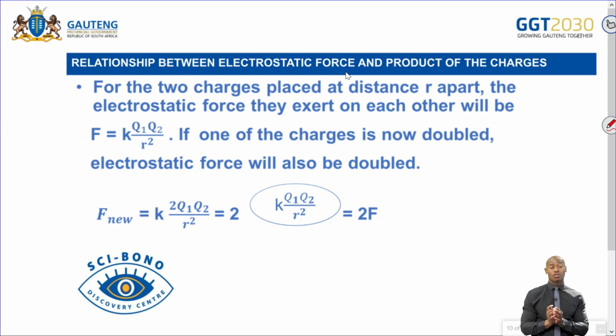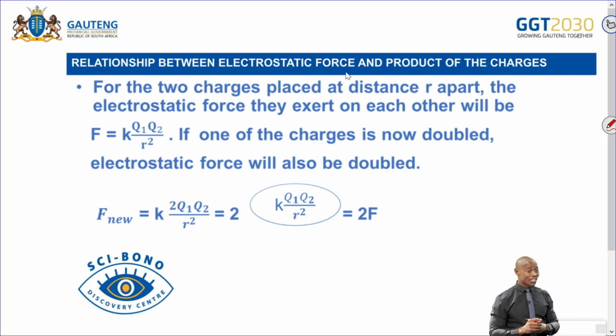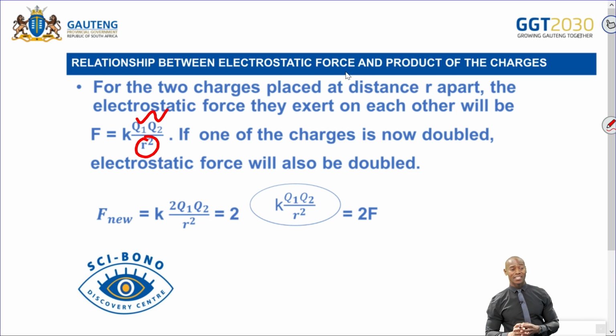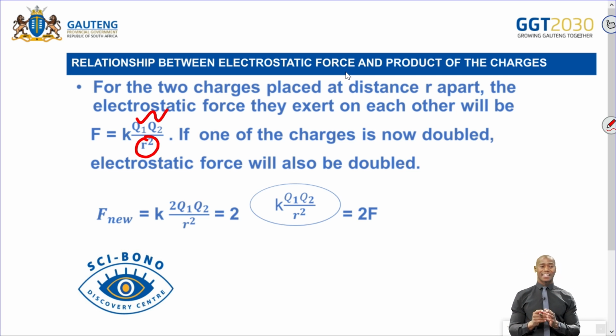Then what is Q1 Q2? Those are the charges, and the charge is measured in coulombs. And then r is the distance between the point charges, which is measured in meters. So for the two charges placed at distance r apart, the magnitude of the force is given by F equals K Q1 Q2 over r squared.